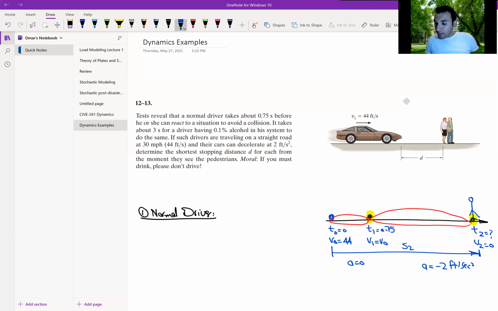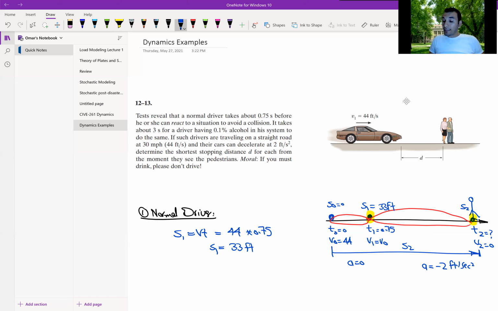Let's call this S0, S1, and here is S2. So we can get S equal Vt. We know the velocity is 44 in 0.75 second. This will give us 33 foot for this distance. So this is S1, knowing that S0 is equal to 0. So we got S1 as 33 foot.